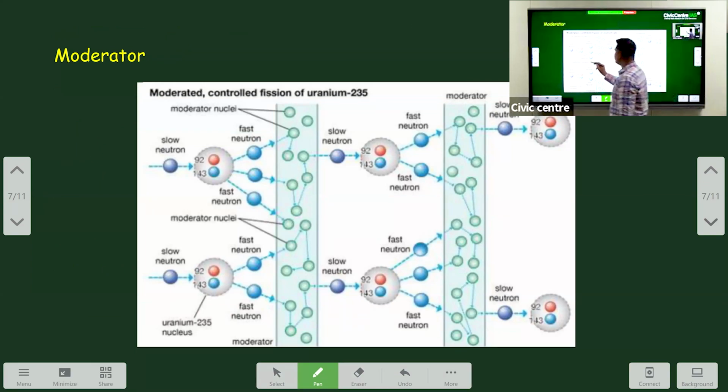You can see here we are going to have the fission reaction where the neutron is going to collide. Now we are going to get really fast neutrons. So these fast moving neutrons are going to be moderated by the moderator nucleus, and then these slow neutrons are going to undergo the fission again. So in this way, it will help in the controlled fission reaction, or making the reaction more efficient.